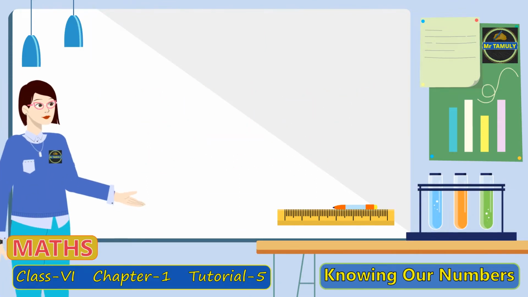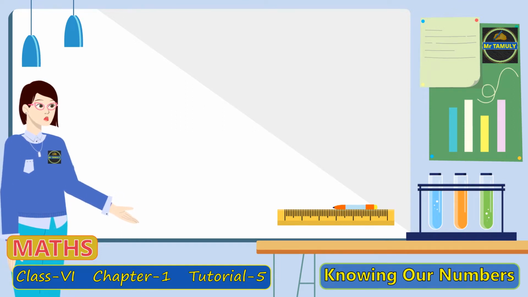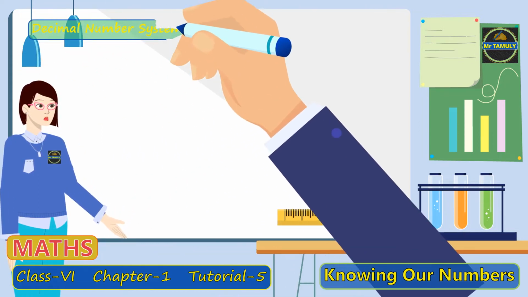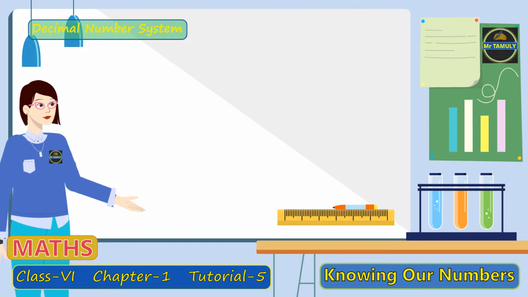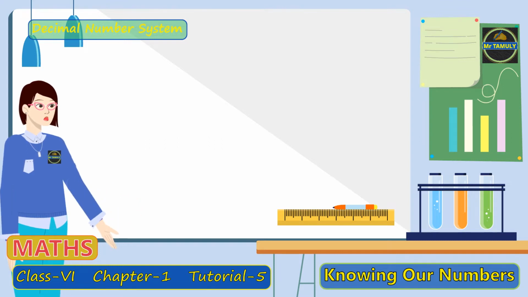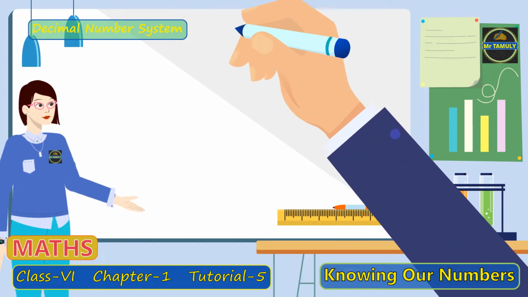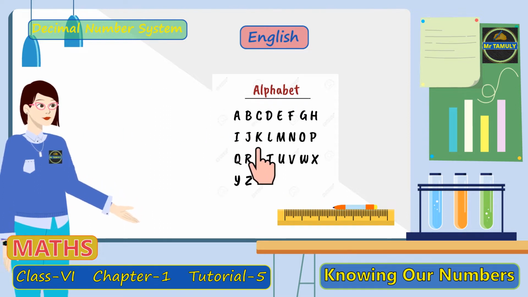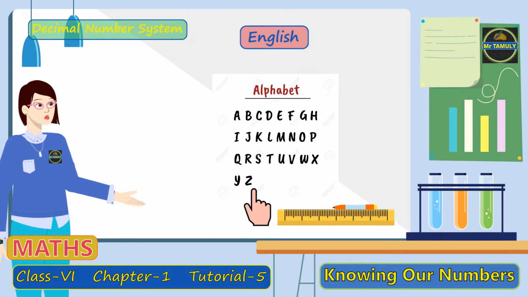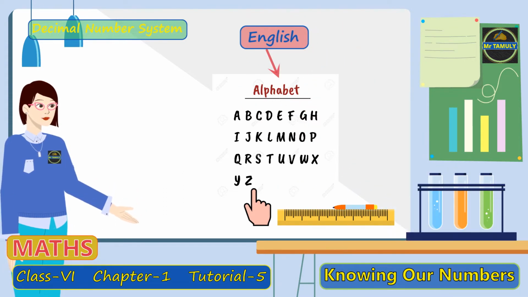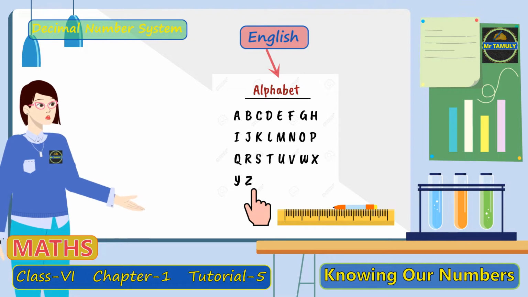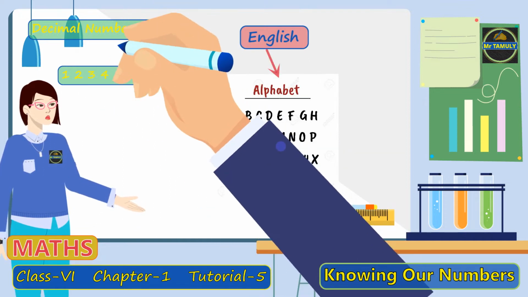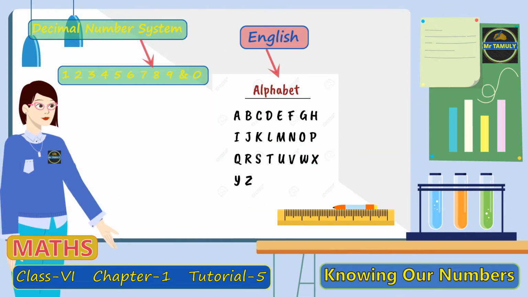In the very beginning I would like to tell you that the system of writing numbers that you have learned starting from preschool until now is known as the decimal number system. The decimal number system can be compared to a language. As we all know, in the alphabet of the English language there are 26 letters, A, B, C, through to Z. Using these 26 letters we write all the words of the English language. Similarly in the decimal number system there are a total of 10 digits, 1 through 9 and 0. Using these 10 digits you can write any number you want.